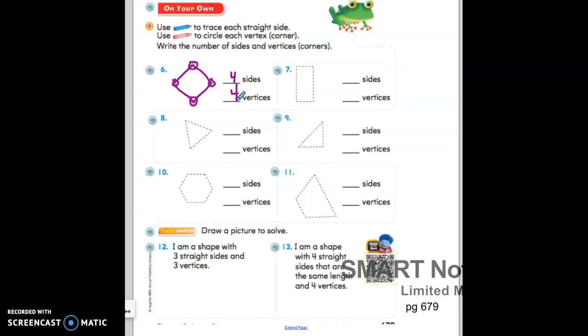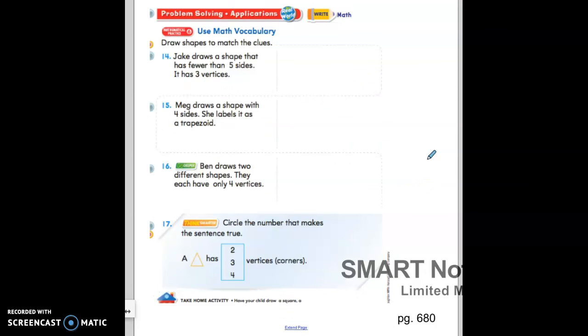You're going to complete pages 679 and 680 by yourself. Once you finish, I want you to complete the homework pages 681 and 682 and post only the homework pages, boys and girls.